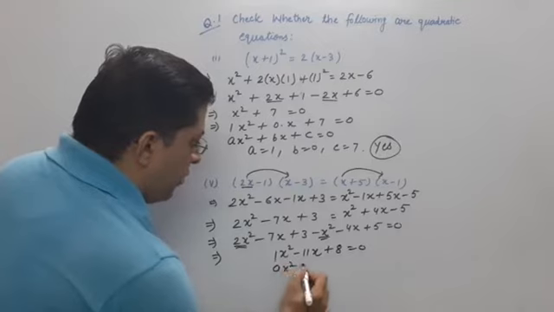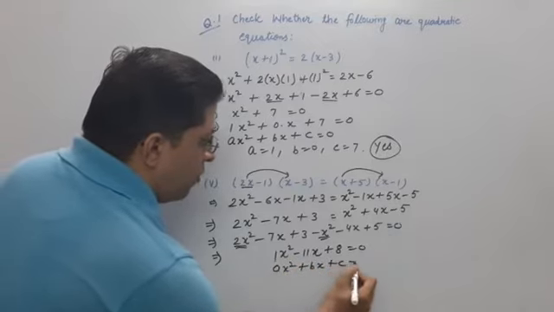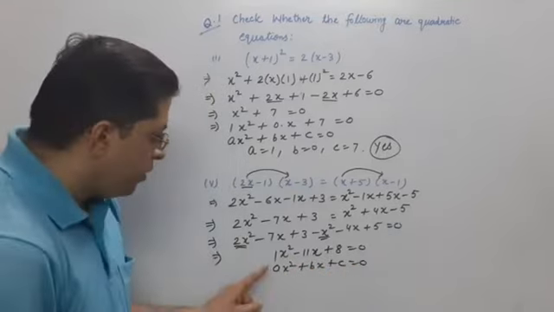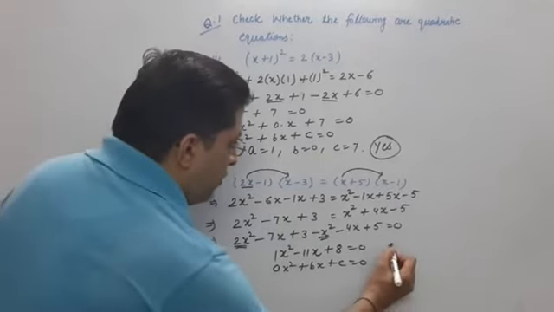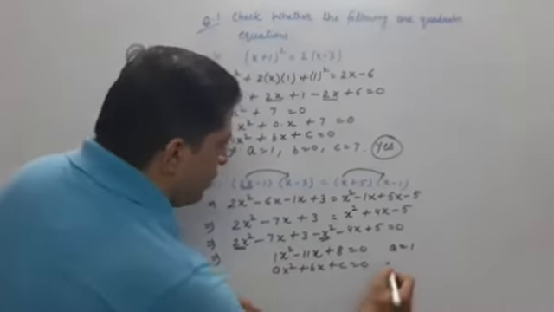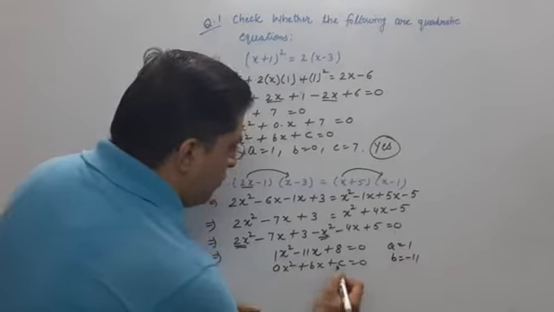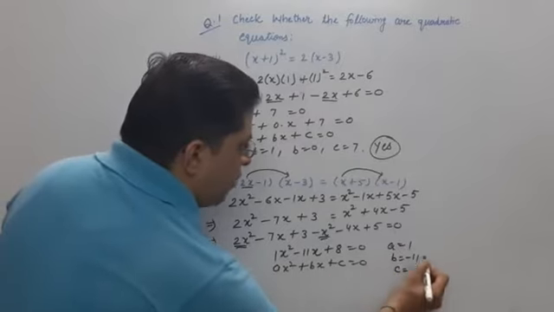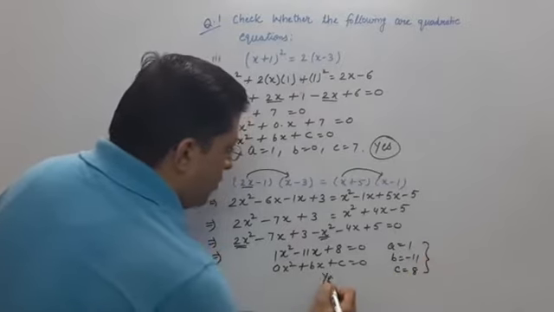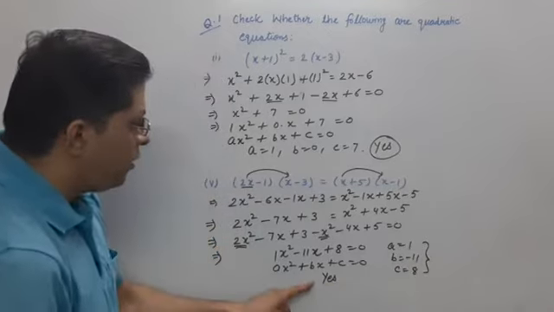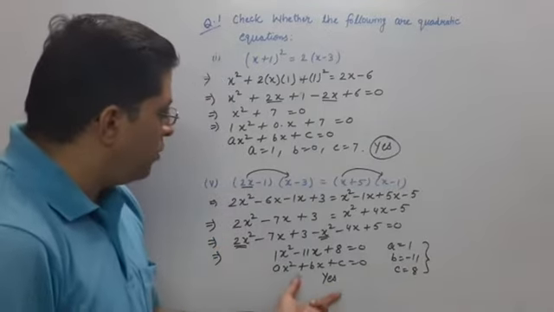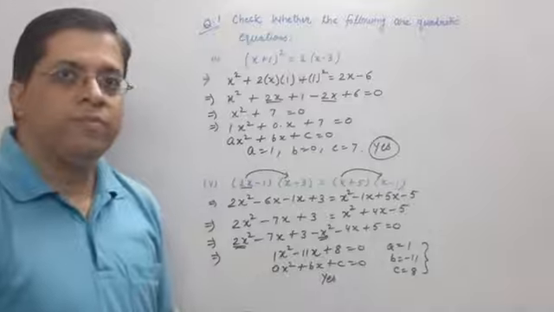Now try to compare. I am comparing with the standard form. Clearly a is coming 1, b is here minus 11 and c is here 8. Then we can say yes, the given fifth part is showing the quadratic equation.